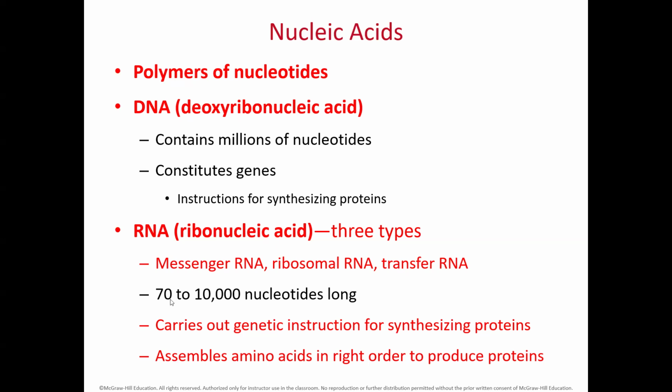RNA, we're going to see that there's not just one type. DNA, there's only one type, right? It's found only in the nucleus. That's it. It's going to store information. RNA is different, right? RNA is going to be the functional aspect. We have three types: messenger, ribosomal, and transfer RNA. They're much shorter. They're going to be single-stranded. These are the ones that carry out genetic instructions for how to make the protein. They also assemble amino acids in the right order so that we can make the protein correctly, right?